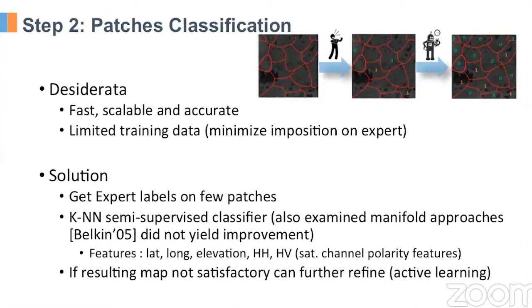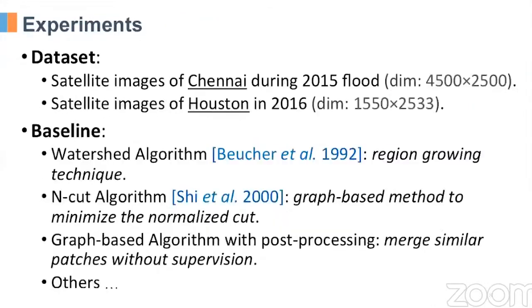Now, we tried a few different algorithms. We finally settled on a fairly simple idea, a KNN semi-supervised classifier, which uses some of the features from the image like lat long, elevation, different types of satellite channel polarity features, and so on. But we found that the KNN-based approach seemed to do as well as slightly more complicated ones, so we stuck to the simplest approach that worked for us. And then, of course, as I mentioned previously, if the resulting map is not up to the mark, this can continuously be improved as the system interacts with the human ally.